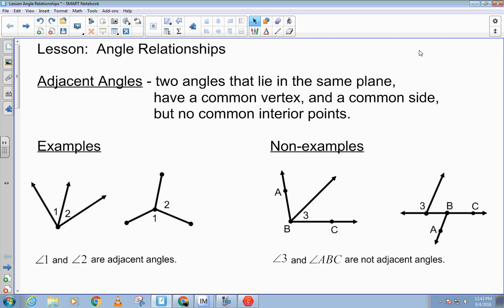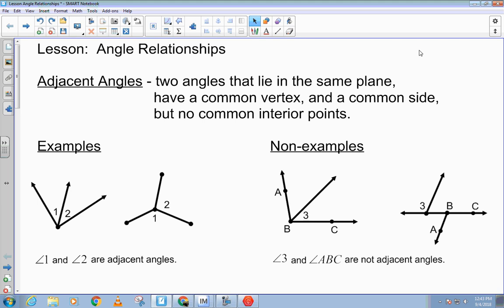Different angle relationships today. Like I said a while ago, some of you know some of the stuff, some of you might not be as familiar with it. The first thing we want to talk about is what adjacent angles are. Adjacent angles are two angles that lie in the same plane, have a common vertex and a common side, but no common interior point. When you have two angles that are adjacent, it's like they're neighbors.